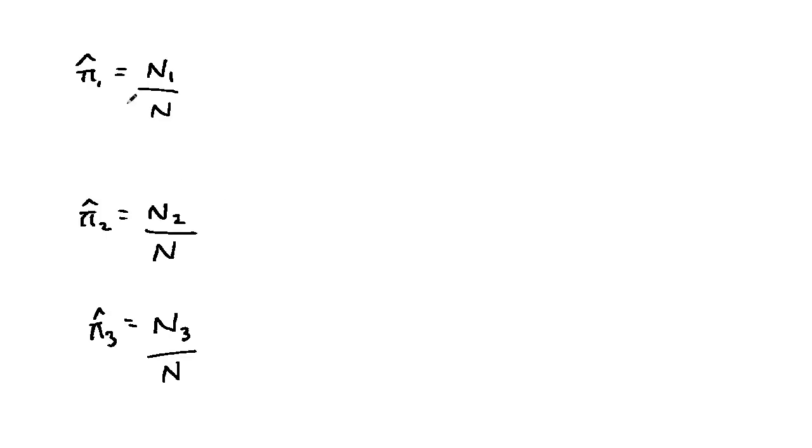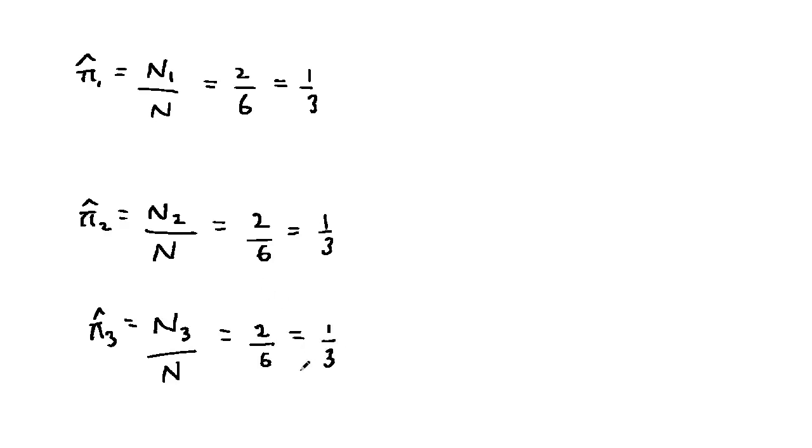Okay, so pi 1 hat is given by n1 over n. So we have 2 over 6, which is 1/3. Pi 2 hat is n2 over n, which is the same thing, 2 over 6, which is 1/3. Pi 3 hat is n3 over n, and that's 2 over 6, which is 1/3.